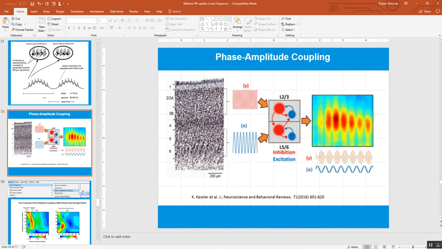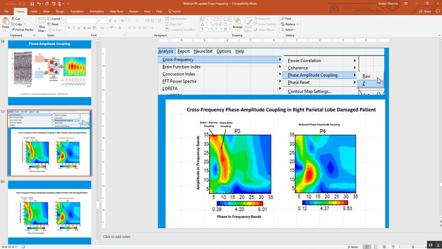Again, what's good is that we can measure this, we can quantify it. This is an example of cross-frequency phase-amplitude coupling in the right parietal lobe. You have frequency on the x-axis for the theta rhythm, and the frequency of the amplitude is shown on the y-axis. This, for example, is alpha-beta coupling. Here's delta-gamma coupling. And we measure this in great detail.